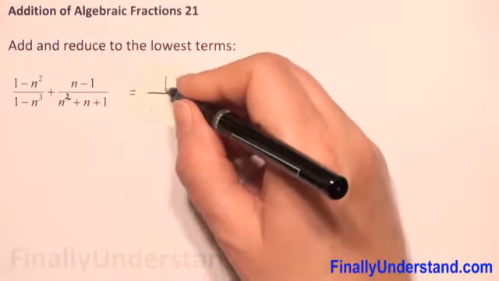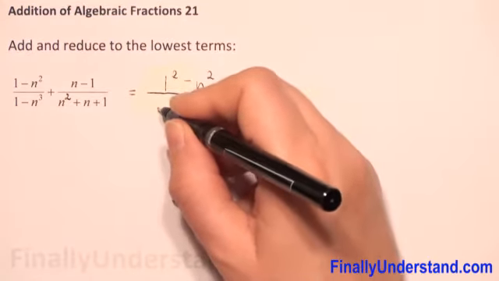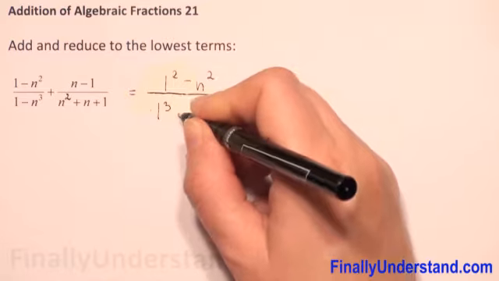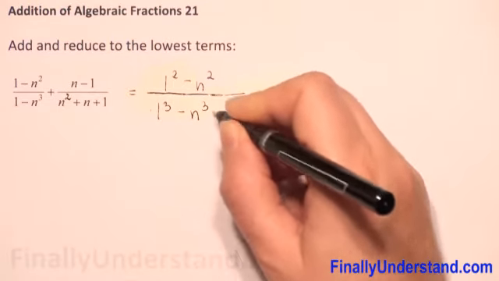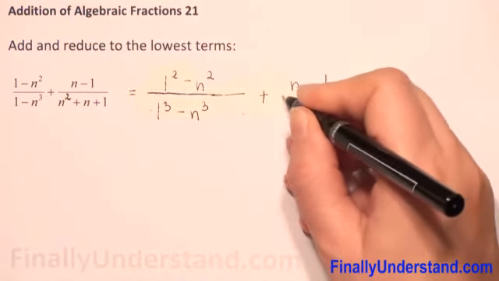We will have 1 to the second power minus n squared over 1 cubed minus n to the third power. We have plus, the rest we will copy.